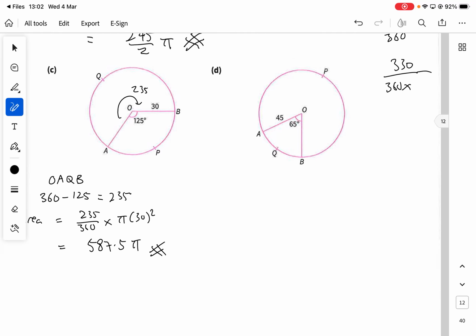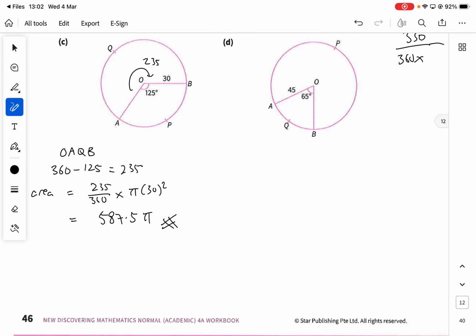Okay, but we don't round off because it is the exact answer. It is the exact answer, we don't round off. We end at 587.5. Yes, yes.